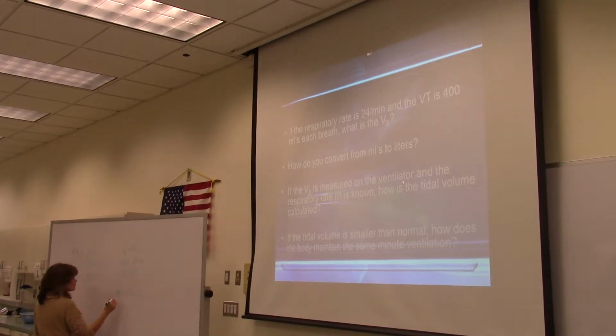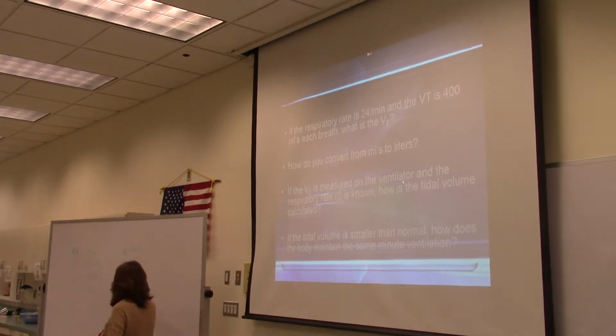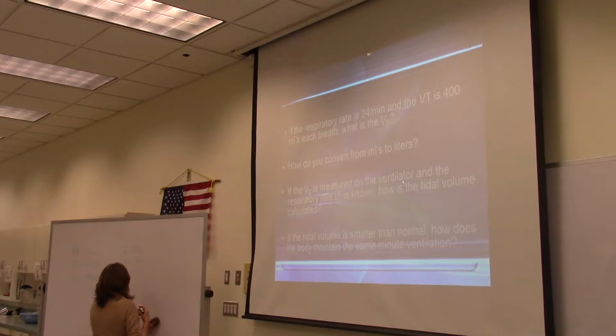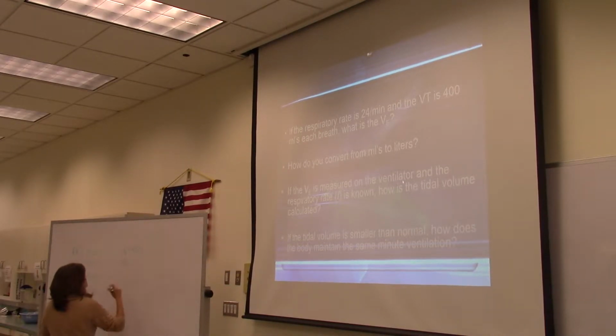Divide by the respiratory rate. And respiratory rate over respiratory rate is 1. And then you end up with the tidal volume by itself, which would be minute volume divided by respiratory rate. You would convert it back to milliliters. Yeah, your tidal volume you want in milliliters and your minute volume in liters.